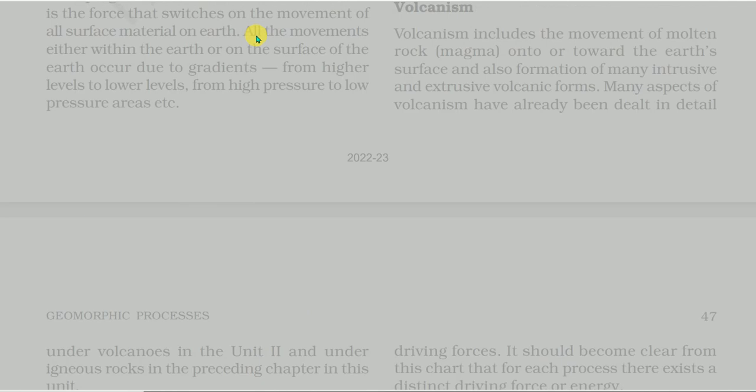Volcanism. Volcanism includes the movement of molten rock, magma, onto or toward the Earth's surface and also formation of many intrusive and extrusive volcanic forms. Many aspects of volcanism have already been dealt in detail.